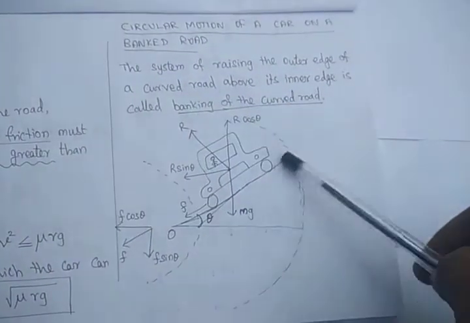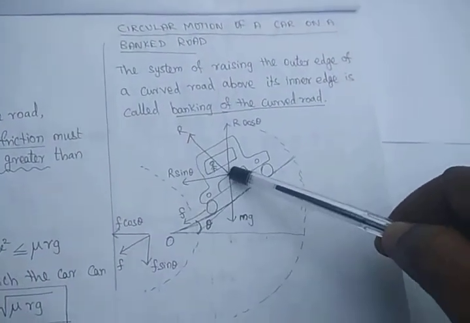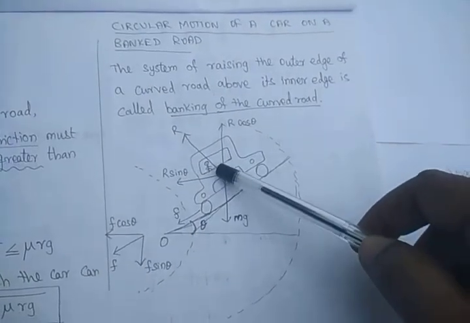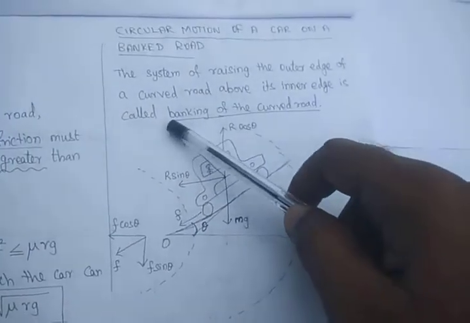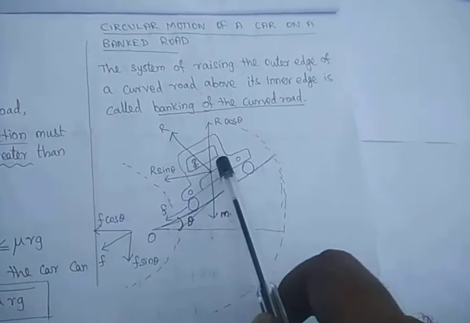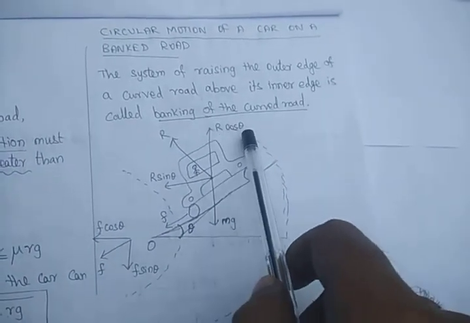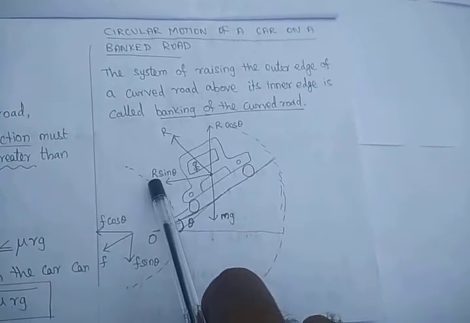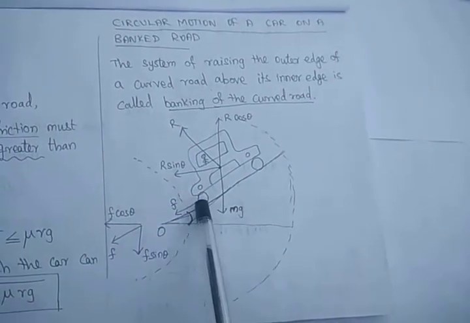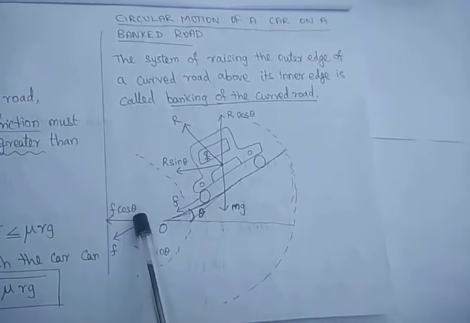Here the situation is very different. The weight of the car will be acting downwards. The normal reaction will be acting in this direction. There will be a horizontal component and a vertical component of the normal reaction, involving cos theta or sin theta. Here, the friction will be acting towards the center of the circular road.